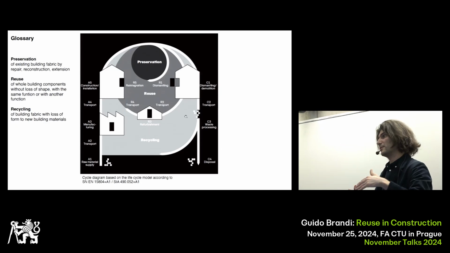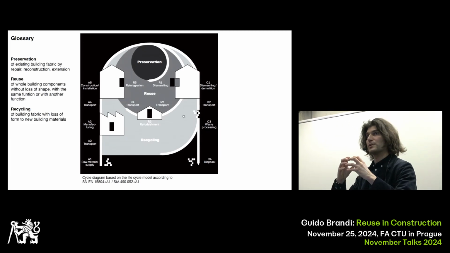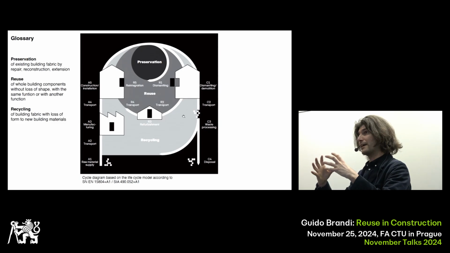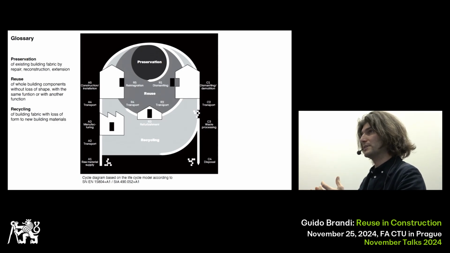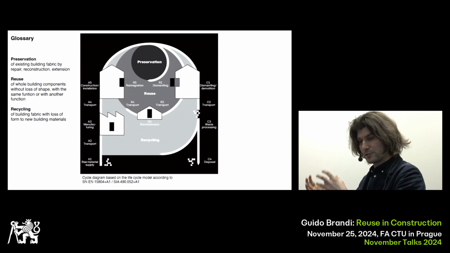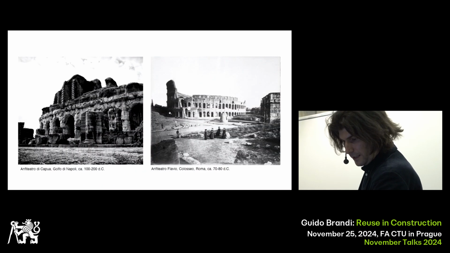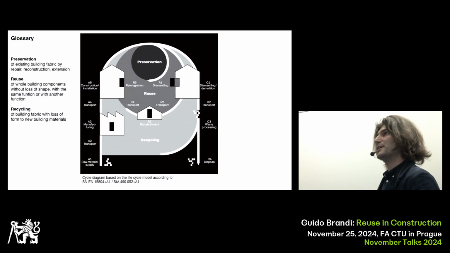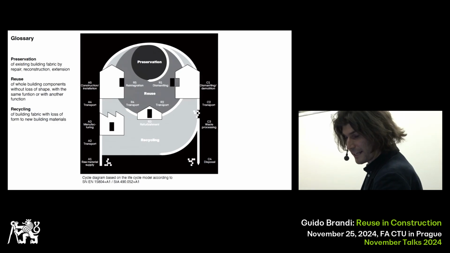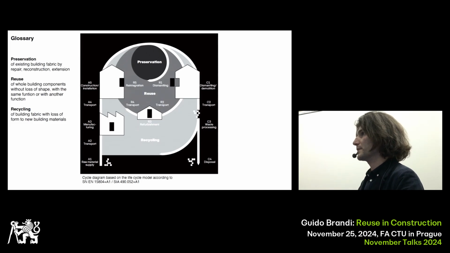As researchers at our university, we are really interested in this middle circle, the reuse of elements. It means to reuse entire components as they are, without losing their form, characteristics, and qualities, and to try to reuse them as they are in a new building. And maybe just to add, recycling processes are really broad, really widespread in industrial processes nowadays.